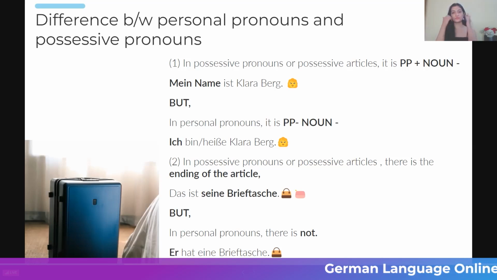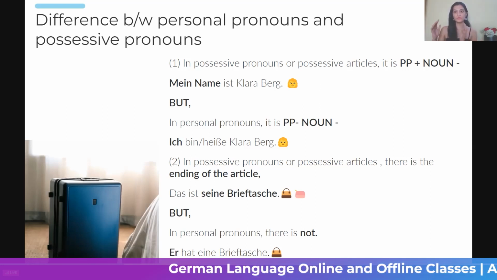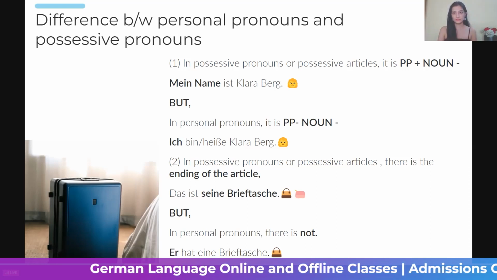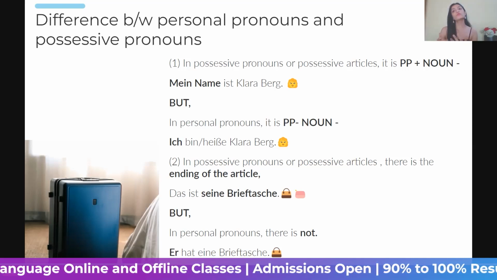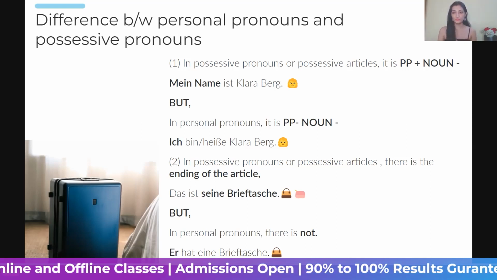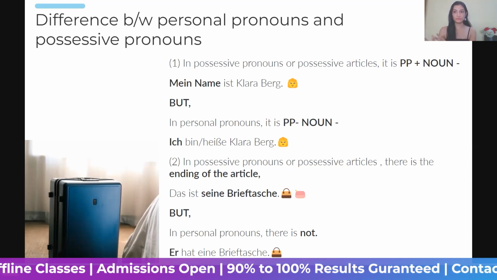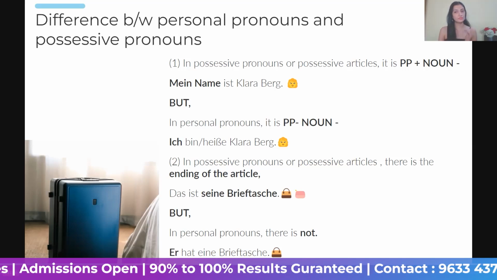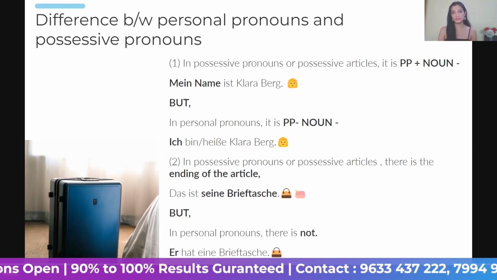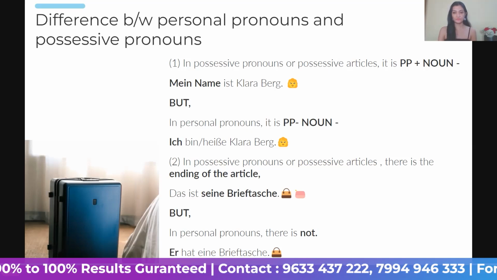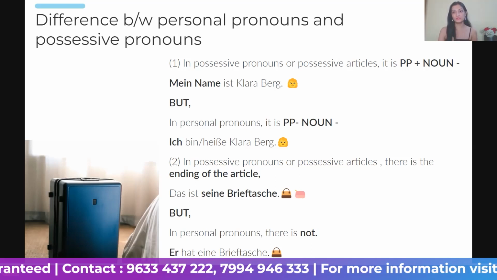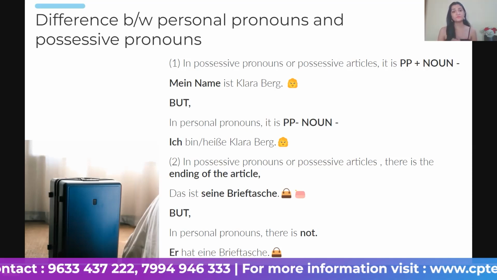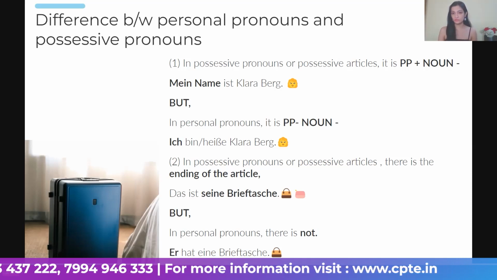As I have told you before, whenever there is an article, it almost always comes with a noun after it. So you already know that whenever there's a noun after it, then before the noun, if the article is there, it is supposed to get an ending. Whenever there is a noun, the ending of the article should be there. So same here, in possessive pronouns or possessive articles, the ending of the article stays.